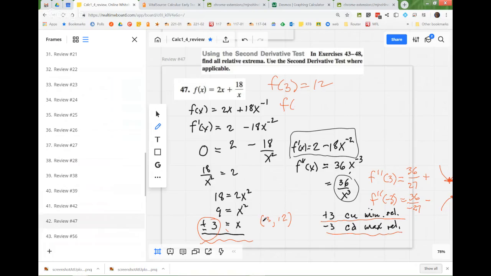And then what's f of negative 3? Negative 6 plus negative 6, so it's going to be negative 12. So there's your ordered pairs, your two critical points. Take a look at that one: 2x plus 18 over x.